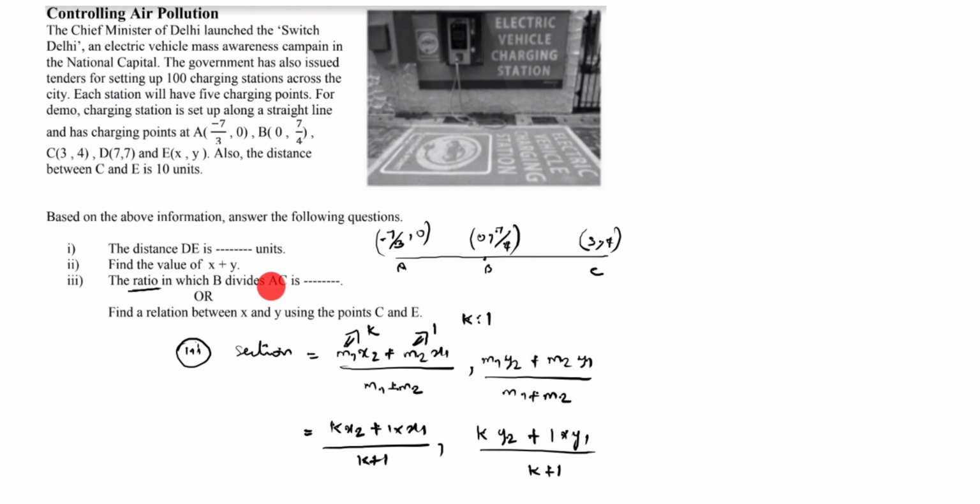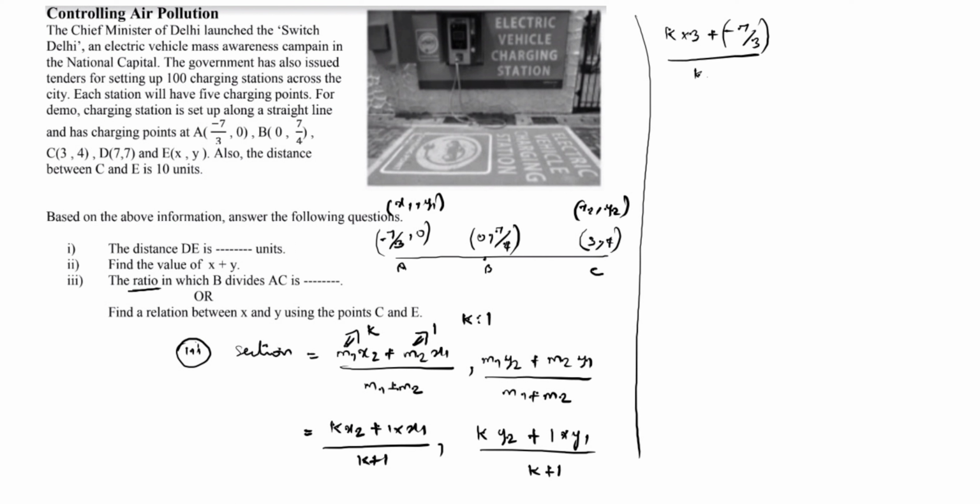B divides AC, right? So A and C are x1, y1 and x2, y2. This is x1, y1, and C is x2, y2. So we will substitute in this formula. Keep k as it is. k into x2 is 3, plus x1 is minus 7 by 3, divided by k plus 1, comma, k into y2 is 4, plus y1 is 0, divided by k plus 1, equal to B.